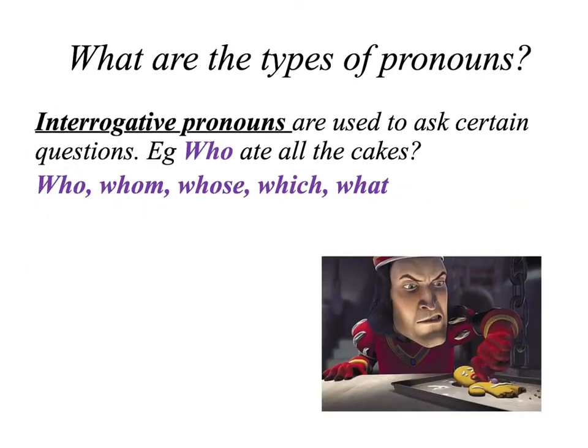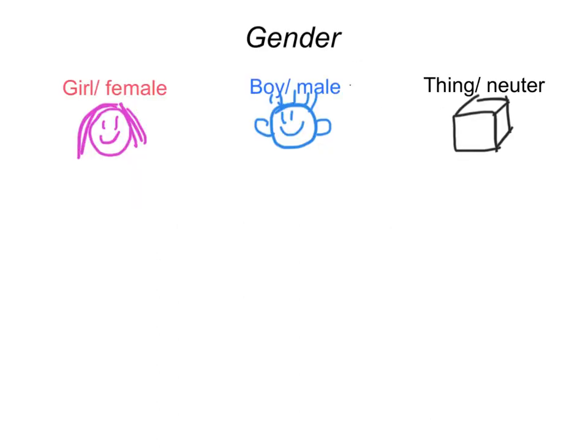Interrogative pronouns ask a question. Now, this is the best interrogation that I could think of in a kids' movie. It's asking questions. So who, whom, whose, which, what. The "whom" doesn't get used very often. It's sort of more of a formal one. But they all would ask a question.